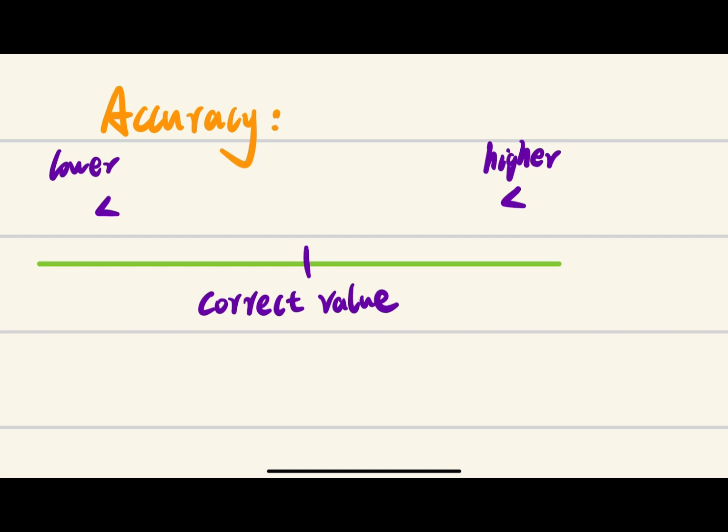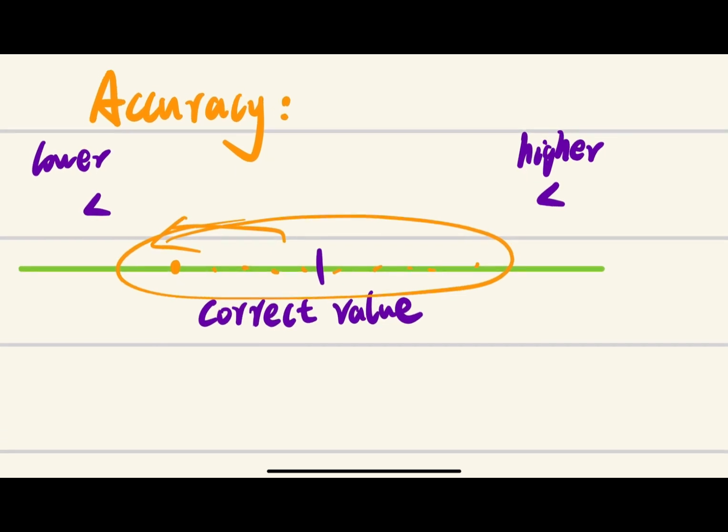And there is another case. So let's say that you are getting the values like this. So values here, here, here, here, and here. On the left side are the values that are smaller than your correct value, and on the right side are the values that are higher than your correct value. And if you take the average of these values, you will find out that the average value is really, really close to your correct value here. So in this case, your data is really accurate.